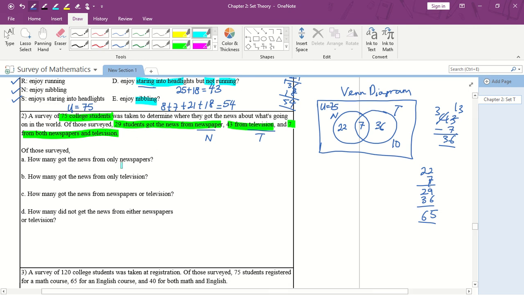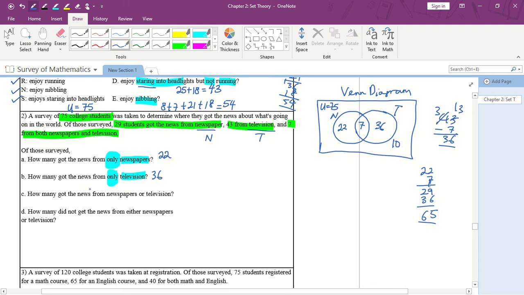How many got the news from newspaper only? Remember the keyword here, only. So you need to remember, newspaper is this circle, this set. Only means it doesn't take in the television. So the answer here is 22. Here, only. And the next one. How many got the news from only television? Television is here. And here says only. This means here. The answer here is 36.